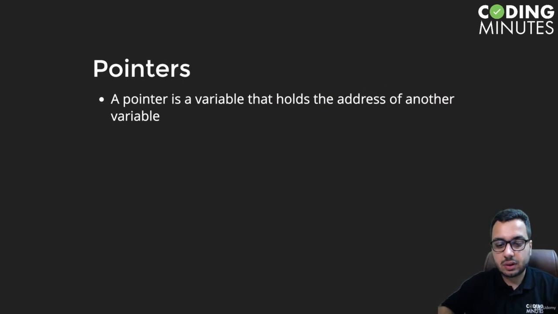In the last lecture, we talked about the AND operator, but now we are going to talk about a pointer variable. Okay, so a pointer is a special kind of variable that holds the address of another variable.